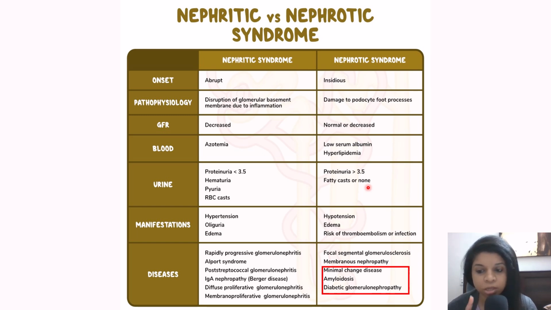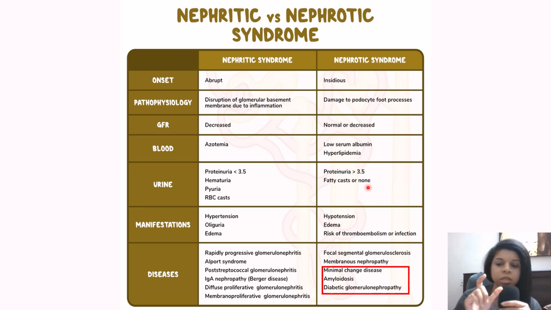You should remember that the capillary basement membrane and capillary endothelium are still intact here, so blood won't come. But in the filtration barrier, the podocytes are fully affected, so the gap is increased, so proteins and fat start coming through the filtration barrier. So the patient will have massive proteinuria, and because the protein is lost, the patient will have low serum albumin.